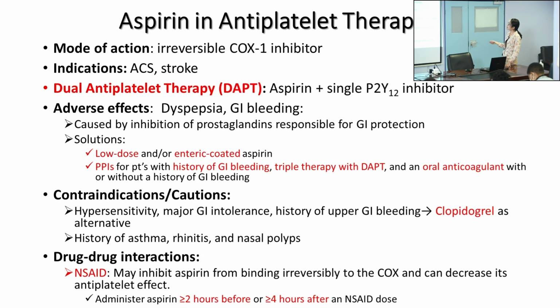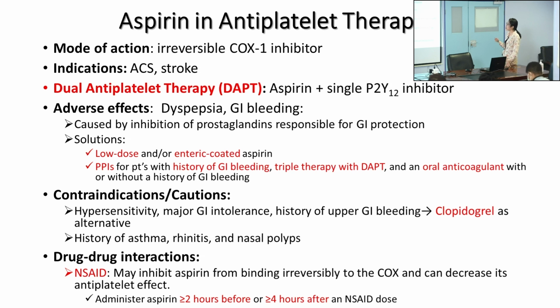Okay, and let's take a look at aspirin. Yes, we have mentioned for the mode of action, aspirin is an irreversible COX-1 inhibitor, and usually used in acute coronary syndrome or stroke. And the DAPT therapy usually means aspirin plus a single P2Y12 inhibitor. And for the adverse effect, I think most of you already know, the most famous one is the GI discomfort or GI bleeding. And this is caused by the inhibition of the prostaglandins responsible for GI protection.